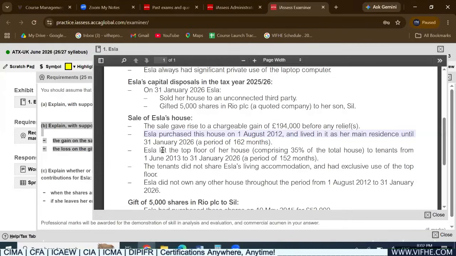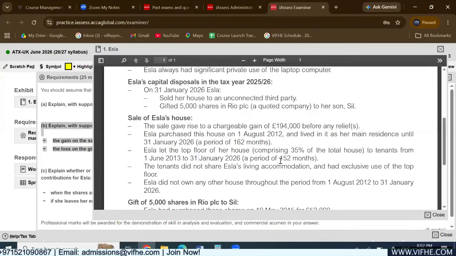But then what happens is that she let the top floor of her house, which makes up 35% of the total house, to tenants from 1st June 2013 to 31st January 2026, which is basically a period of 152 months. Whensoever the owner is living in the house and rents out a certain portion of the house to someone else, that period is not eligible for PRR, the private residence relief, but this would then be qualifying for letting relief.